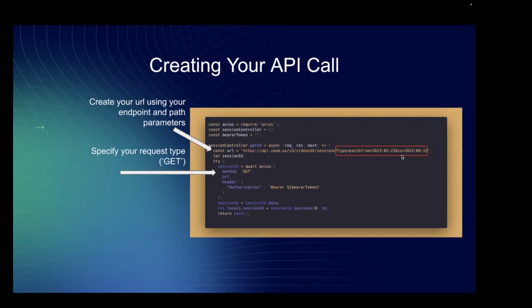Then we're going to see that we're specifying the type of request we're making. So this is a GET request. And we also saw on that side toolbar that each endpoint is specified already for us. So we'll see if it's a GET, patch, put, what kind of request that we're making.